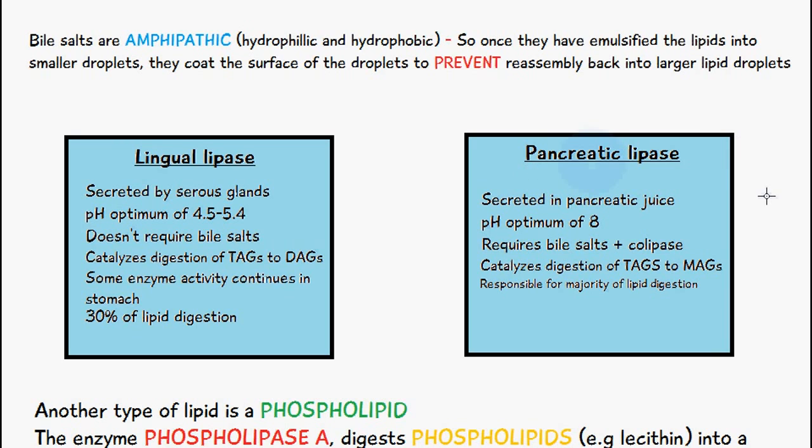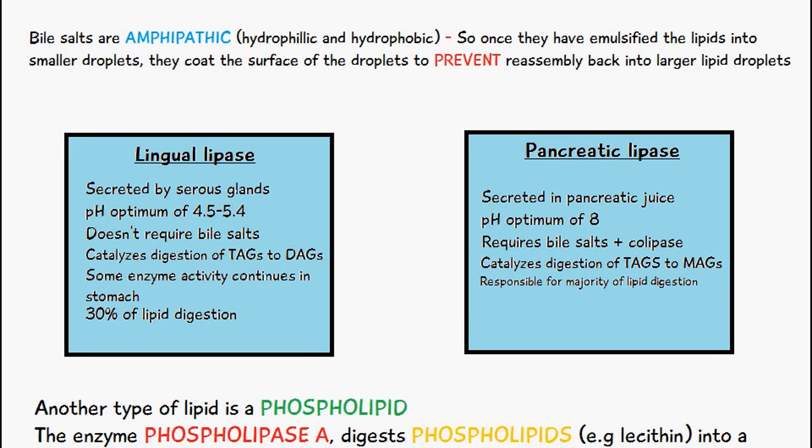Now we have pancreatic lipase, which is secreted in the pancreatic juice. It has a pH optimum of 8. It requires bile salts and colipase to increase its efficiency, and catalyzes the digestion of triacylglycerides to monoacylglycerides, and it's responsible for majority of lipid digestion.